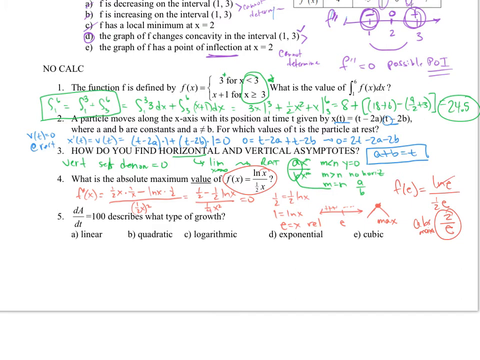dA over dt equals 100 describes what kind of growth? Well, look at it, there's nothing going on here. I could separate the variables: dA equals 100 dt. This is just simply linear. There's no natural log, there's no exponential, nothing. If you just separate the variables and integrate, you get A equals 100t. That's linear. All right, let's move on to the next problem.